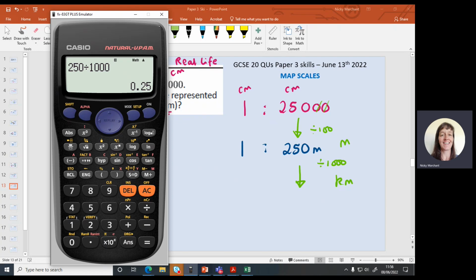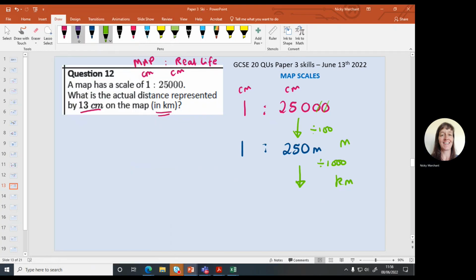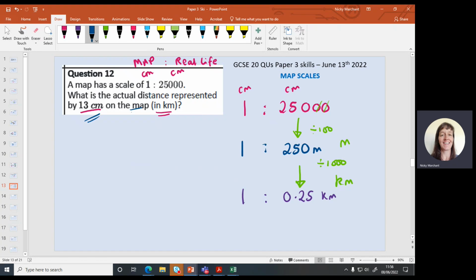So 1 centimeter on the model is 0.25 kilometers. It's almost like a new scale you've got there now, but just built up from the original one. Final thing I want to do is actually find out 13 centimeters on the map.